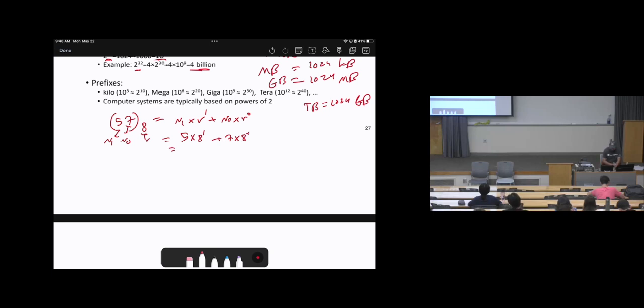Then 5 times 8 is 40. 8 power 0, which is 1, times 7 will be 7. Then it will be 47 in decimal. Sometimes you don't need to write the first step. You can go directly and substitute them. But here I write it for your information so you can handle it. Another example.